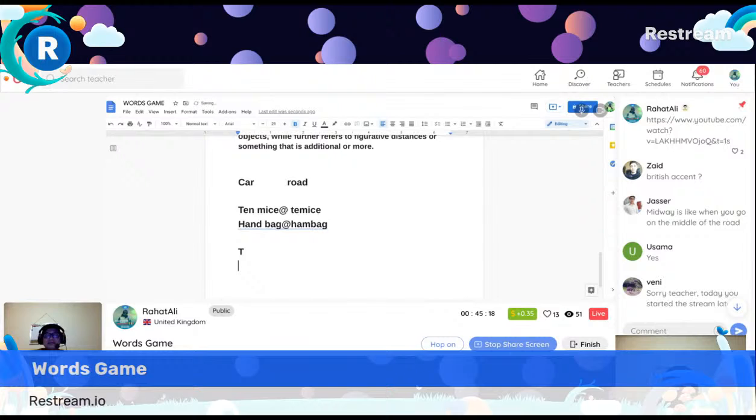These two letters are very prominent in the British accent, whereas they are not prominent in the American accent. Letter T is pronounced as T in the British accent, but it is pronounced as D, or what we call a flap T, in the US accent.